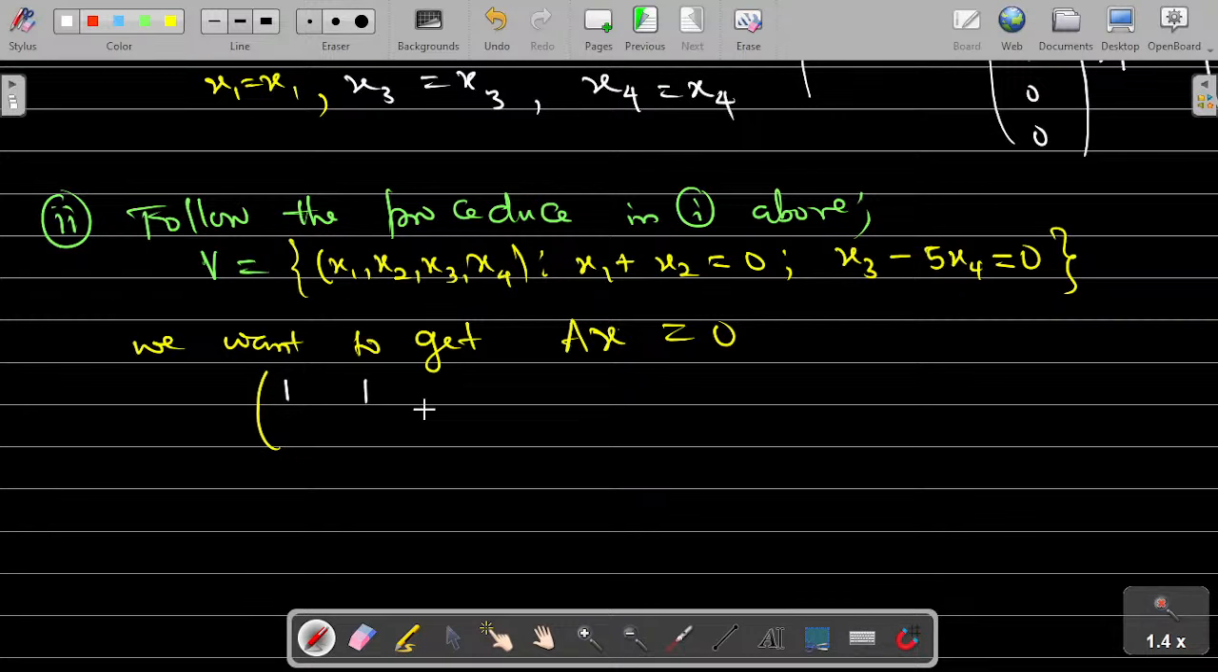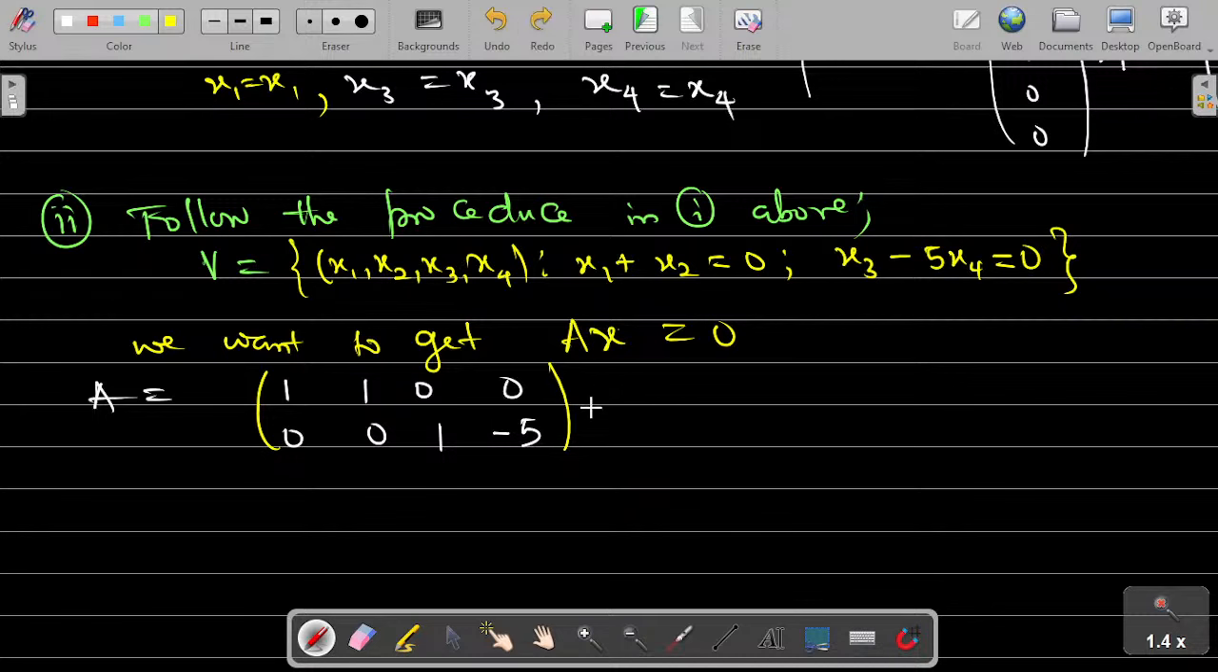Okay, so remember that this is from a space where you have x1, x2, x3, x4. So that means the coefficient of x3 is 0 and the coefficient of x4 is 0. That will be that for our A, from equation 1. And then onto equation 2, there is no x1, that's 0. There's no x2, 0 also. x3 is 1 and x4 is minus 5.